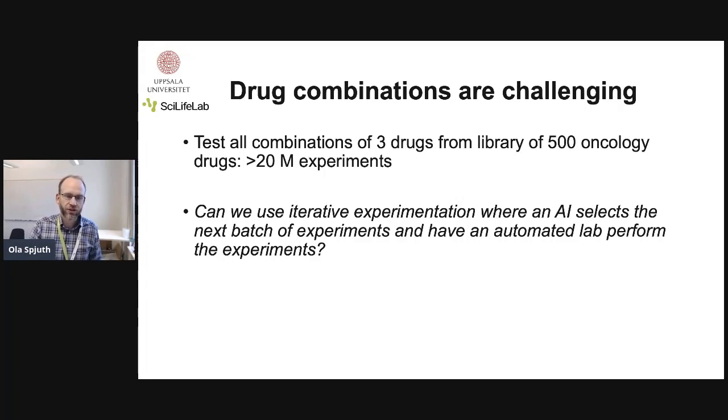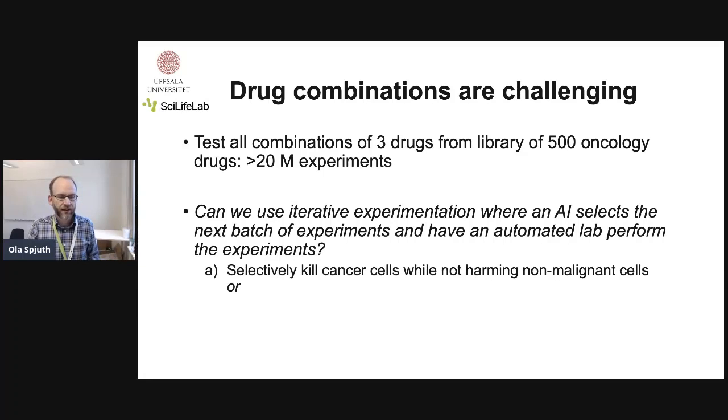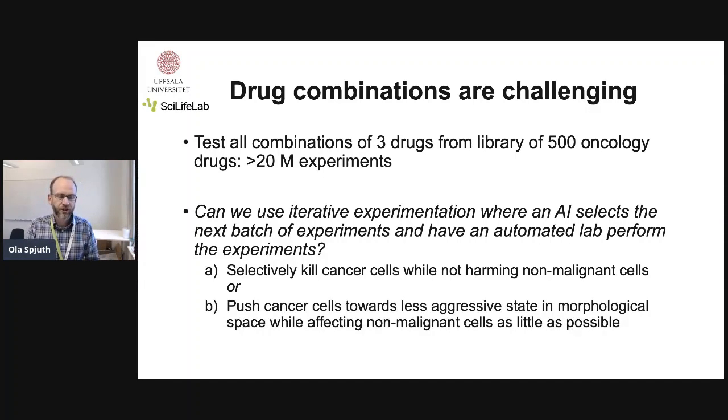But what would be the objective? What would you optimize towards in these selections? The more traditional way would be to select for compounds that selectively kill cancer cells while not harming non-malignant cells. But with the morphological profiling that we are using, we can also try to push cancer cells towards a less aggressive state in morphological space, affecting non-malignant cells as little as possible. So not just always killing them, but pushing them somewhere. If we can't kill them, maybe at least we can make them less aggressive, or move them into a space where we can use some other means to eradicate the cells.